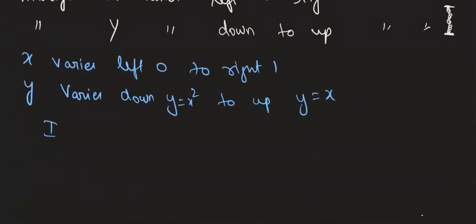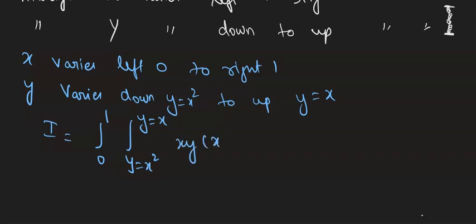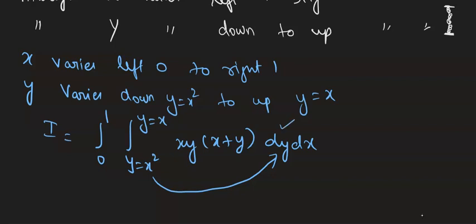So your given question will become, always write the axis value outside and write the curve value inside. So what is your question? Your question is double integral of xy into x plus y dy dx. So why am I writing dy first? Because I have written y inside, so first I have to integrate with respect to y, and then I have to integrate with respect to x. So this is for the x.